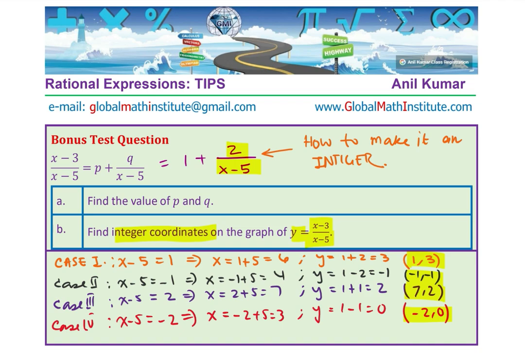For the coordinate points on the graph of x minus 3 over x minus 5. Perfect.